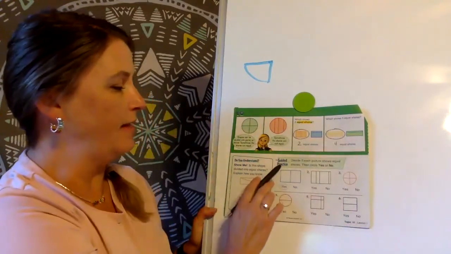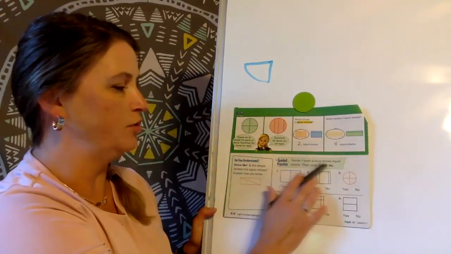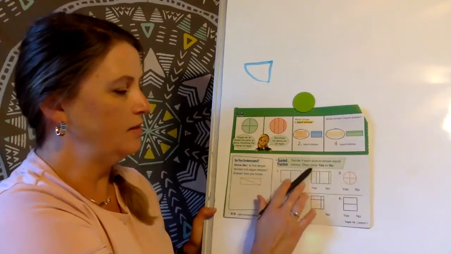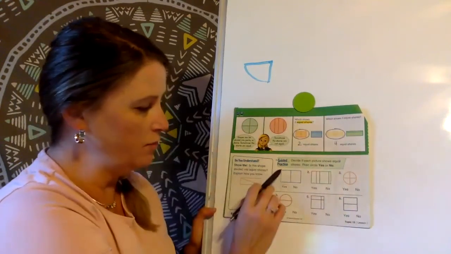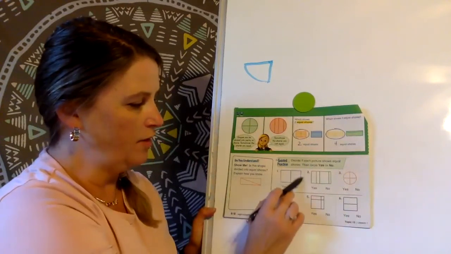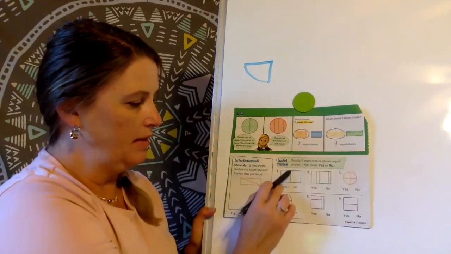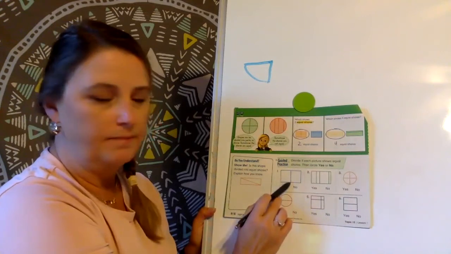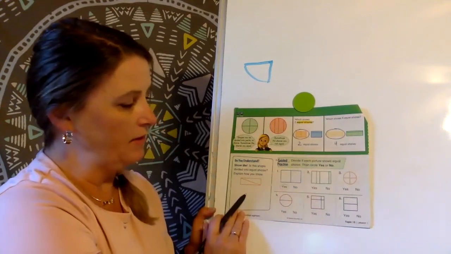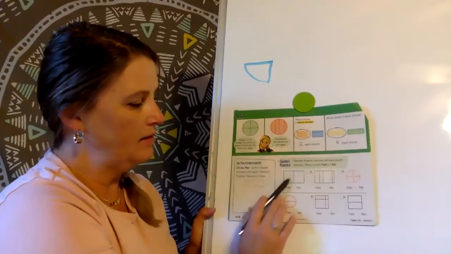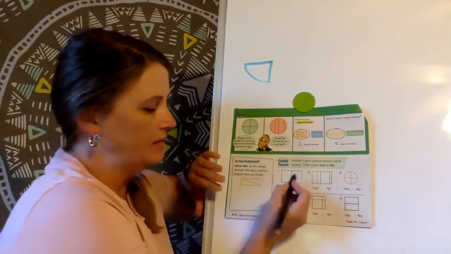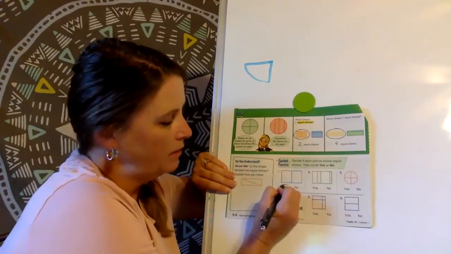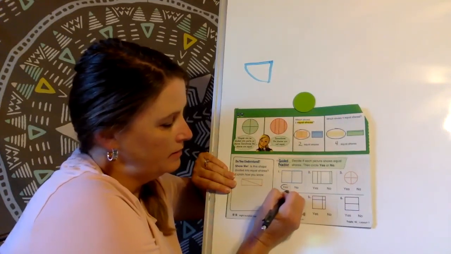So let's look at your guided practice. It says decide if each picture shows equal shares, then circle yes or no. So the first thing you're going to do is look at the shape. So for number 1, they've given us a rectangle. They've drawn one vertical line down the center of that rectangle, okay? So it made 2 equal shares. We can see that those pieces are the same size. So on this one, I would circle yes.